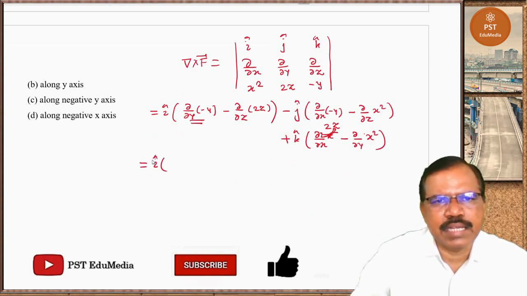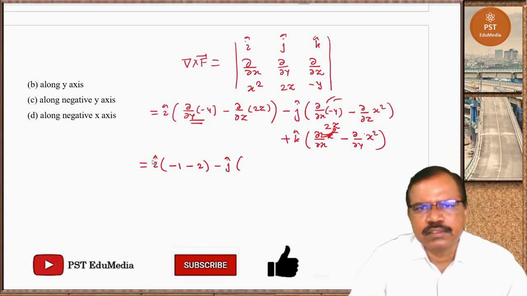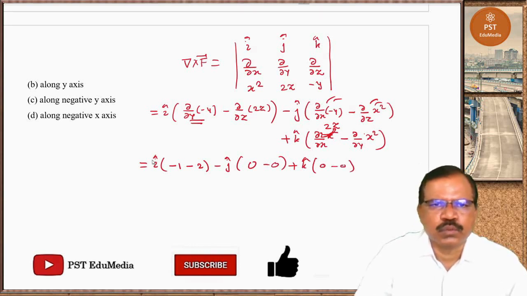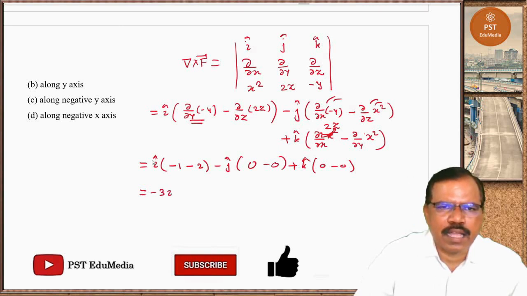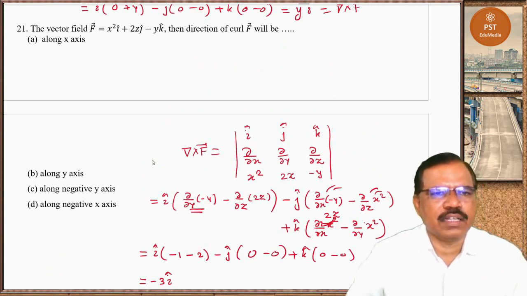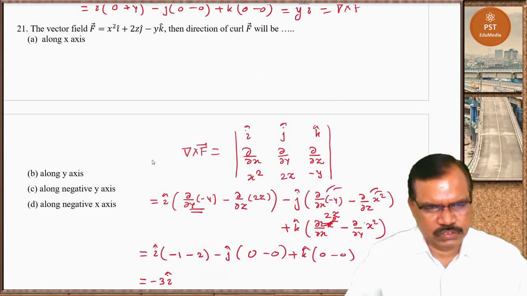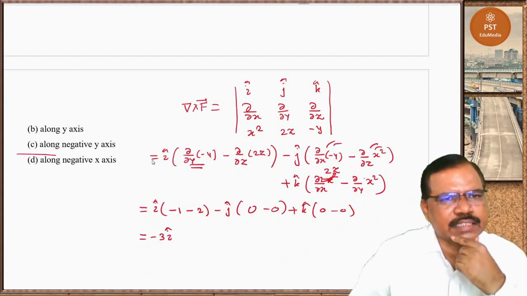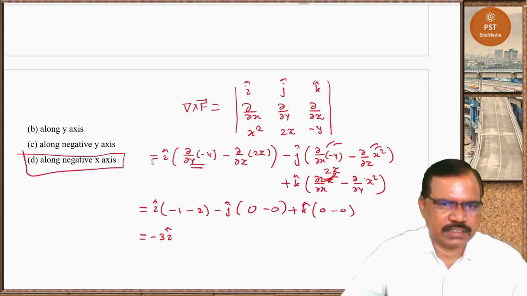Then find out. So it is equal to i. Derivative of first term is minus 1. Derivative of second term is minus 2. Minus j, in bracket, here derivative is 0. Here also derivative is 0. Plus k, partial with respect to x of 2z is 0. Partial with respect to y of x square is 0. So you get minus i. So what is the direction? Minus there. Along x axis, along y axis, along negative y axis, along negative x axis. Negative x-axis. Along negative x-axis. So this one is correct.